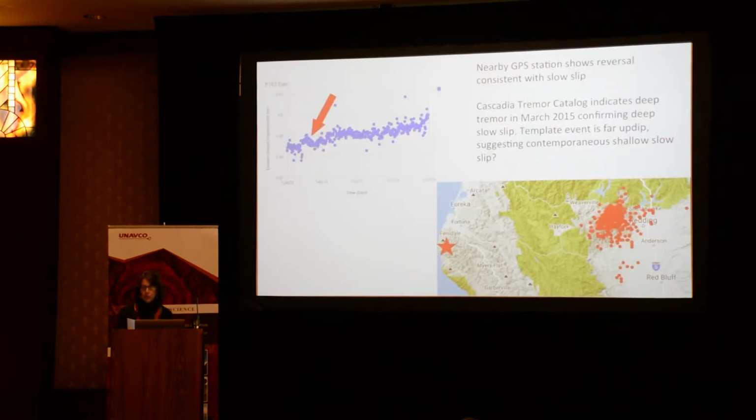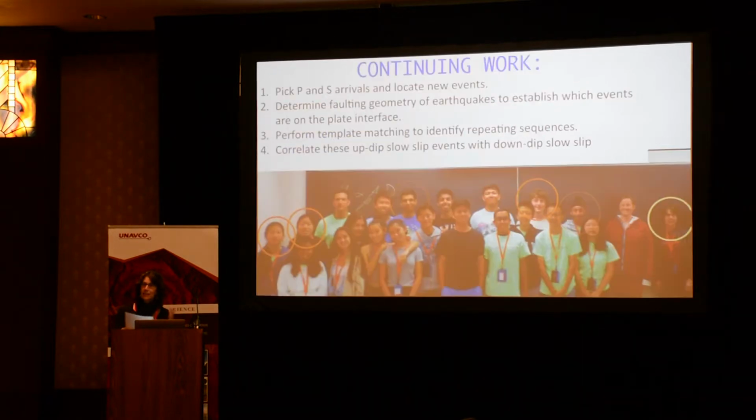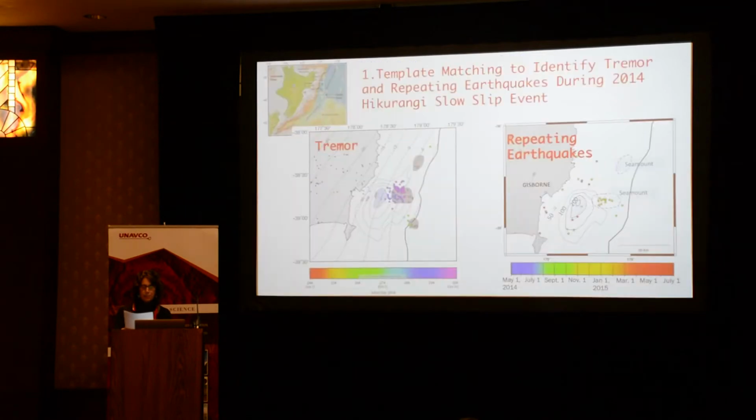The students looked at the GPS data from the closest PBO station and found evidence for a possible strain transient at this time. They also checked the Cascadia tremor catalog and found down-dip tremor. Their repeating earthquakes were up-dip, but it may indicate that there's up-dip tremor near slow slip. I'm continuing to work with five of these students, shown here, to create a catalog of earthquakes to identify those that are on the plate interface, find more templates, and potentially find more slip events.